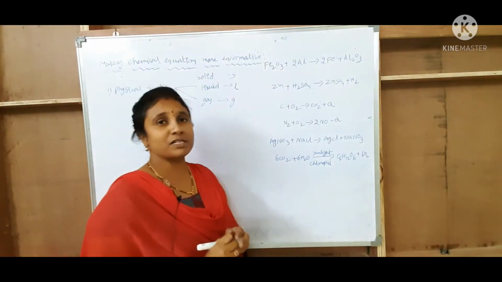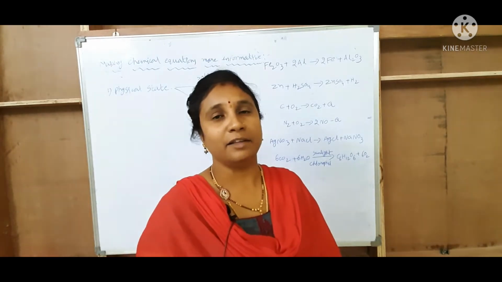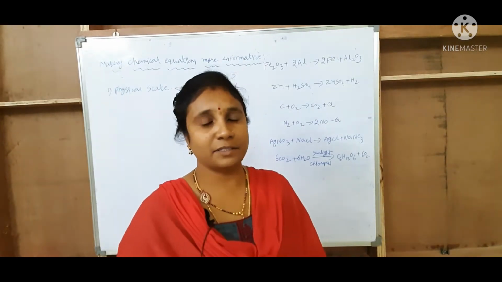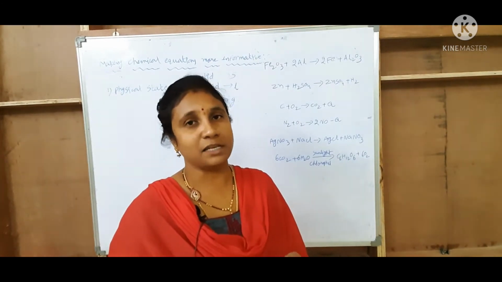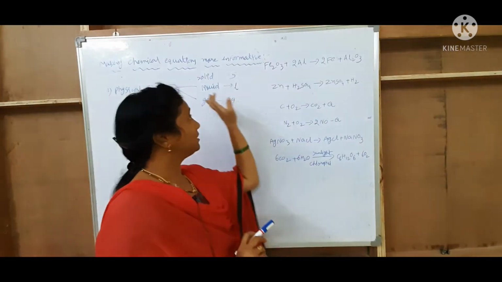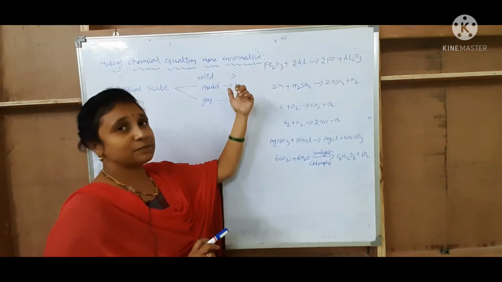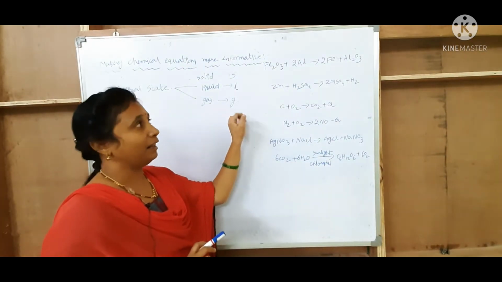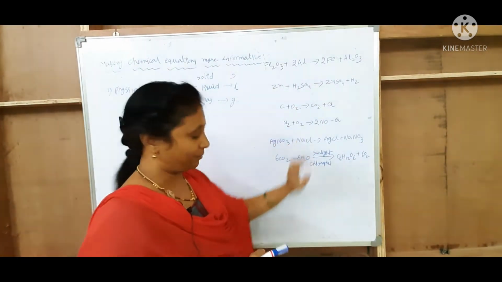When a chemical equation is given, first of all you have to specify the physical state. The physical state is nothing but whether the compound is in the state of solid, liquid, or gas. The solid state is specified with the symbol S, the liquid state with the symbol L, and the gas with the symbol G. You must specify this in the chemical equations.